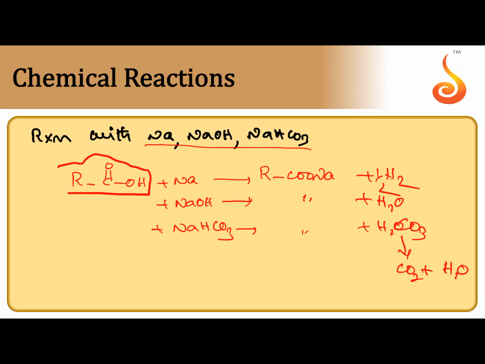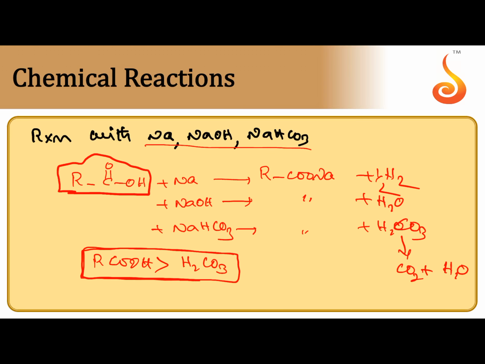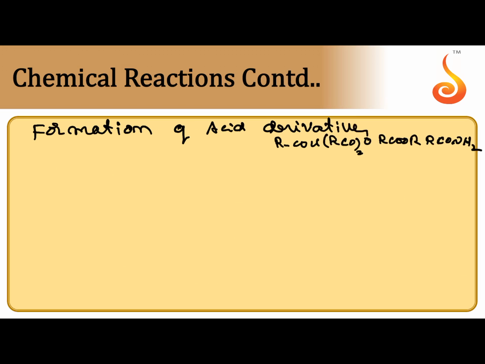One thing you have to remember: since carboxylic acid is a stronger acid, the acidic strength of carboxylic acid is more than that of H2CO3. That's why carboxylic acids can react with weak bases like sodium carbonate or sodium bicarbonate to give carbon dioxide gas. Alcohols and terminal alkynes won't undergo reaction with sodium bicarbonate or sodium carbonate.